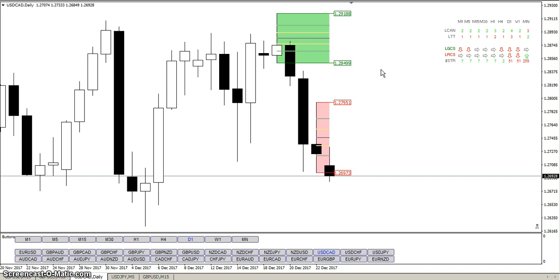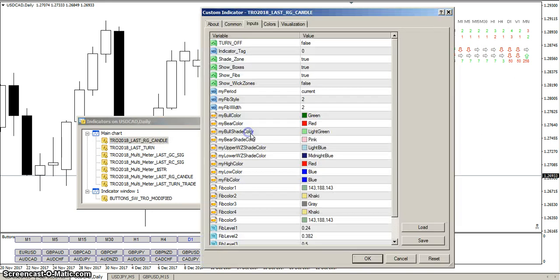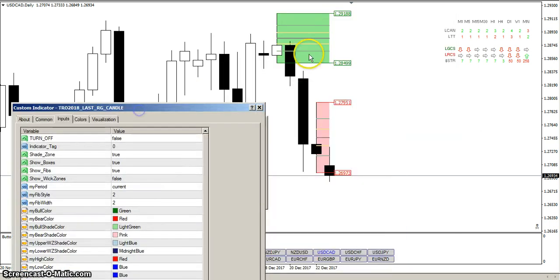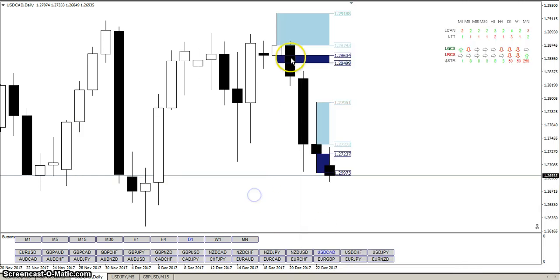Now, you can do a lot with this indicator. This one's called the last RG, for last red green candle. You can see I have the zone shaded. It puts the price boxes, and we're showing the fibs. Right there are the fib lines. Also, if you want, you can turn off the fibs, turn off the zone shading, and turn on the wick zones of those candles. So once again, you can see here where the wick zone breaks are on these candles.